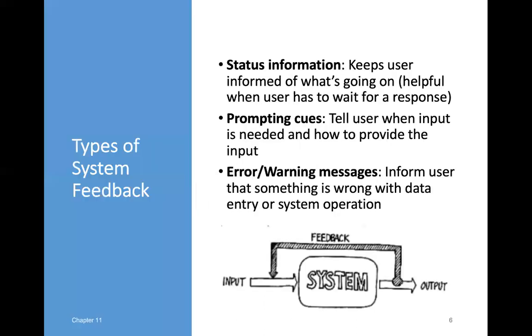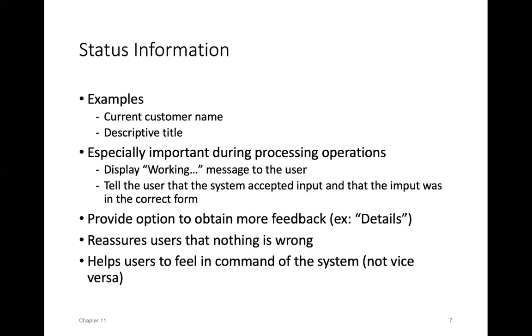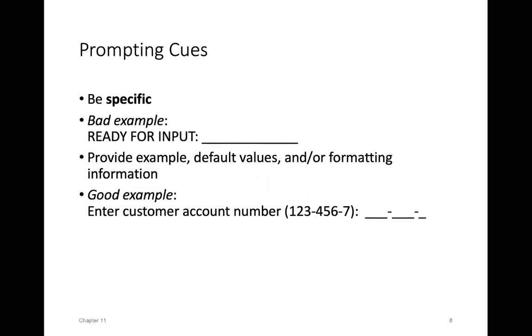Okay, so what does it have? Prompting cues, telling users when input is needed and how to provide that input. As it says here, you've got to be very specific. You just say ready for input and then have a line. You are not giving them any guidelines about what type of input is required. So give an example, give default values and/or formatting information. You can see a good example there.